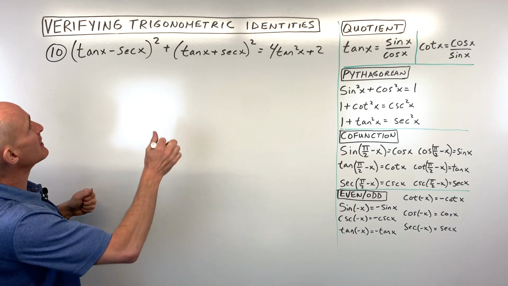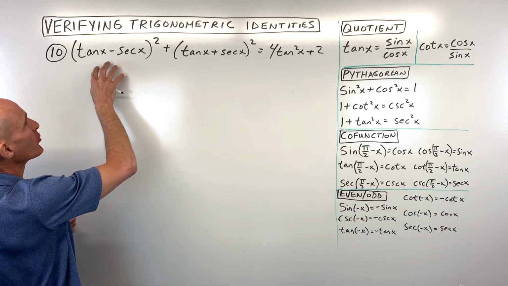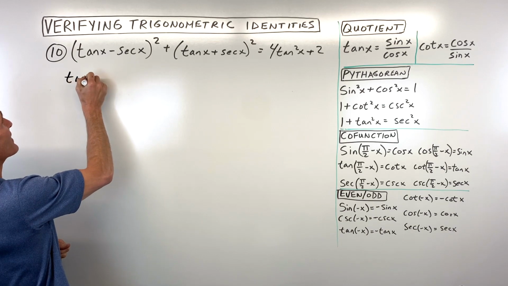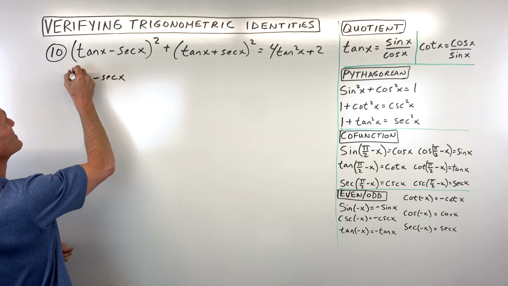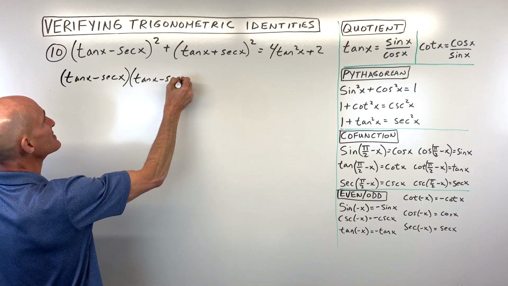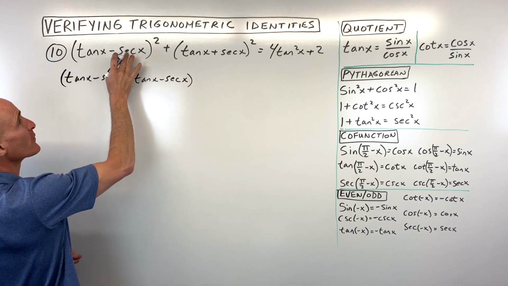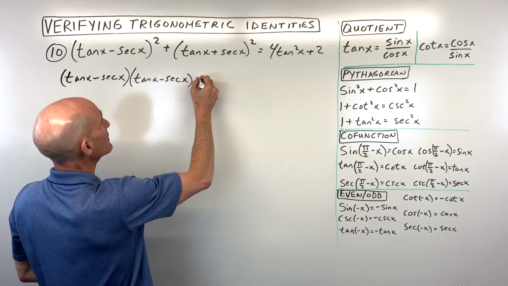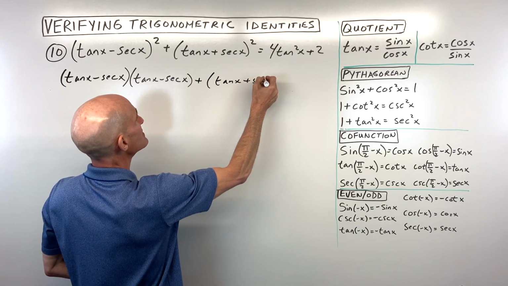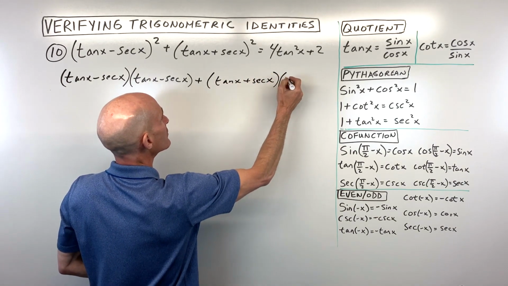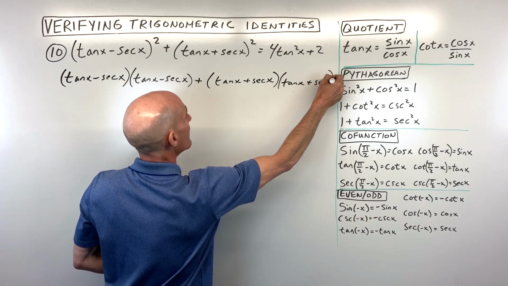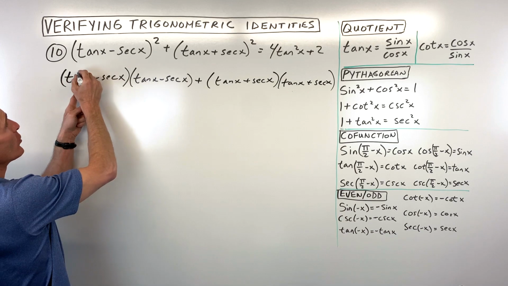Well, to me, if I'm squaring something, that means that I'm multiplying it times itself. So this is really like tangent x minus secant x times itself, so another tangent x minus secant x. You might know the formula for squaring a binomial, but some people kind of forgot, so you might want to just write that twice. So tangent x plus secant x times another tangent x plus secant x, right? So you can FOIL or you can distribute twice.